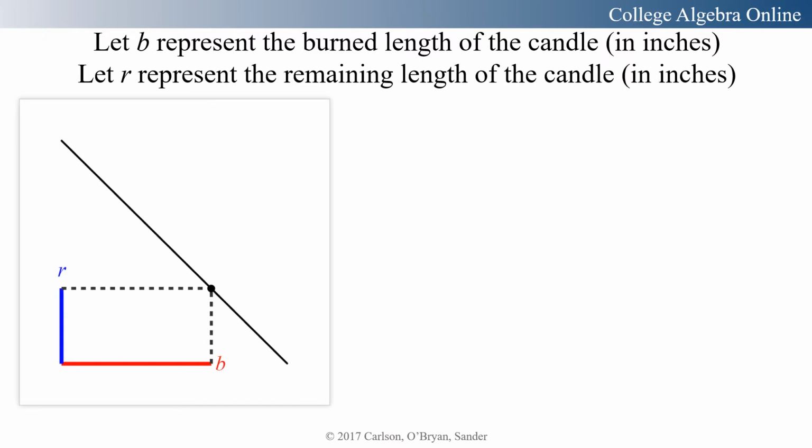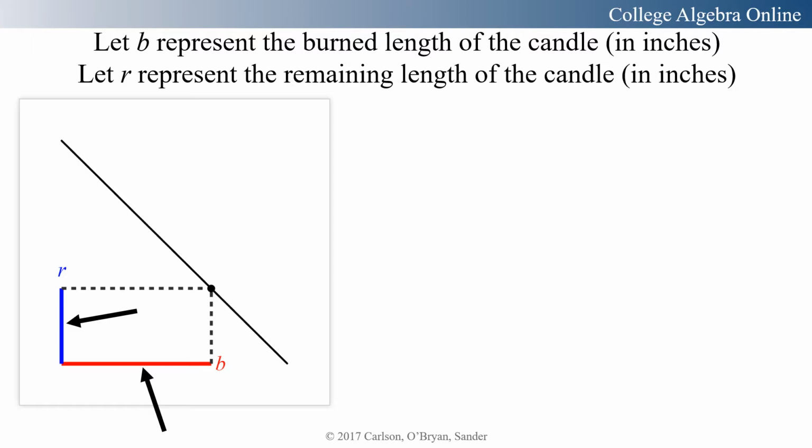Each point on this graph represents one instance during the burning of the candle. For example, the point shown on the graph represents one instance where the burned length of the candle in inches is this much, and the remaining length of the candle in inches is this much. However, we don't really know how much this much is.